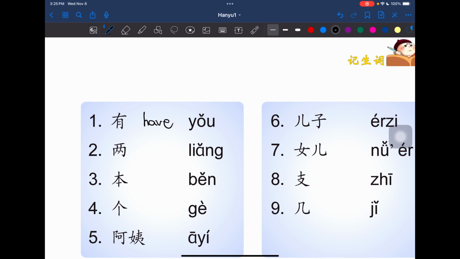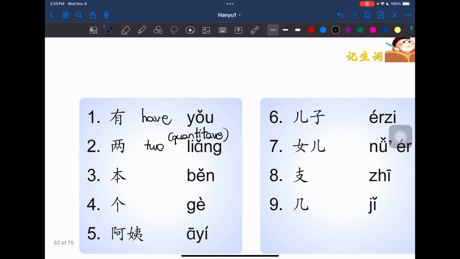That means I have 我有, I have 两 two books. So 两 is 2, right? So in the past we've learned that 二 is 2, right? 一二三四 but 两 we use 两 when counting, like quantitative measures to count. So 两本 2 books, 两个 2 things, right, so we use 两 when counting.